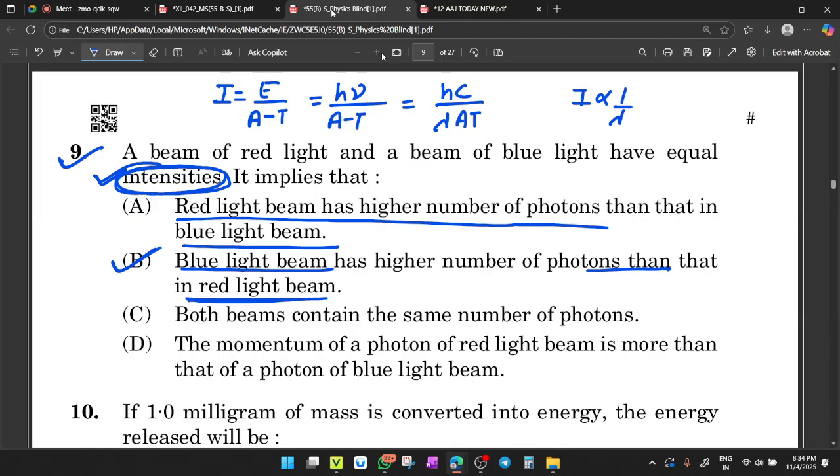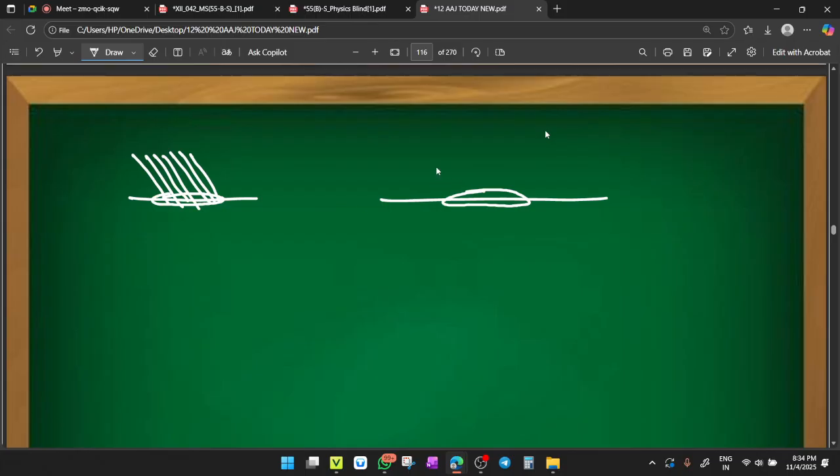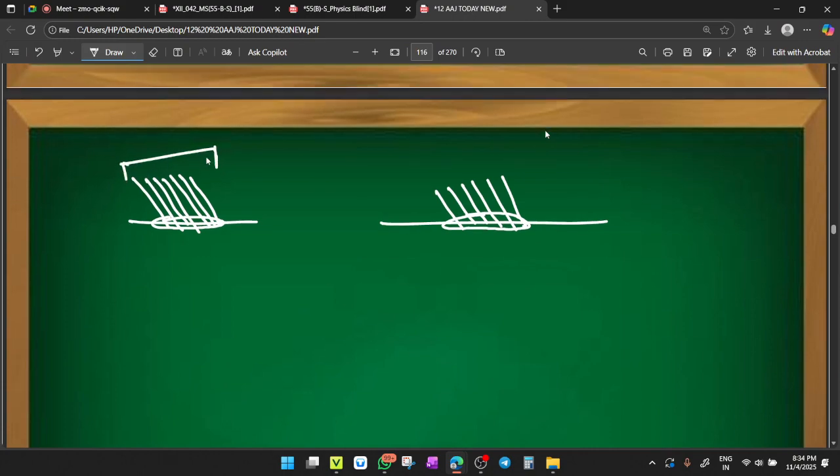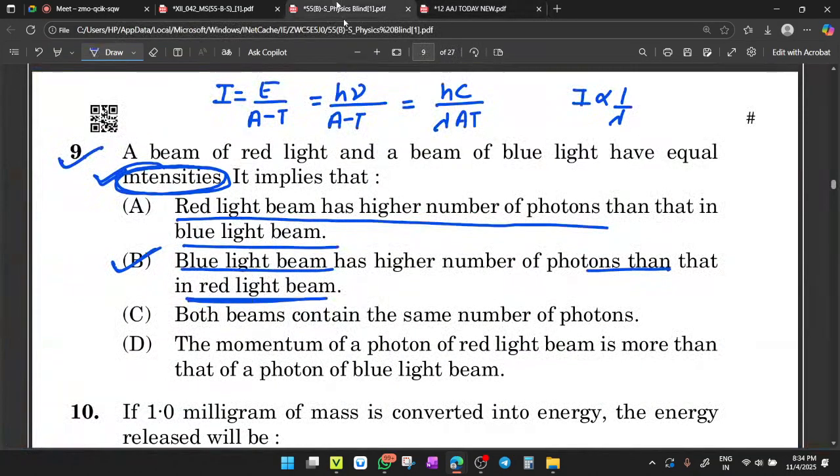Yes. Like there is a unit area, and this is the length of unit area. Consider this one is the unit area. Now they have the same intensity. Same intensity means same energy per unit area, same energy falling on this area. Clear or not clear? Whatever the number of photons, even if large, they will give you the same intensity. The question is like this. So the correct answer: the red beam of light having a higher number of photons than the blue beam of light.